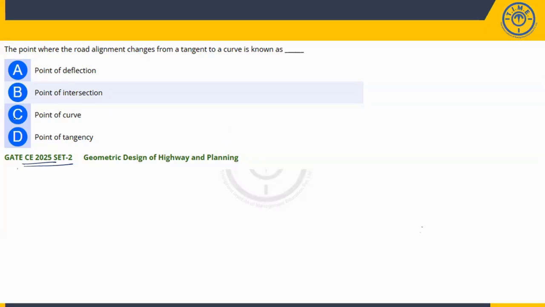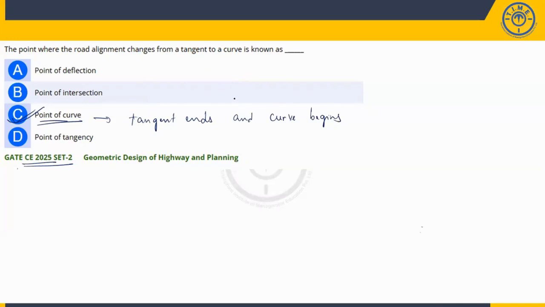Point of curve. Point of curve is the answer. Point of curve is the location where the tangent ends and the curve begins. That is, the road alignment changes from a tangent to a curve. That is where the tangent ends and the curve begins.